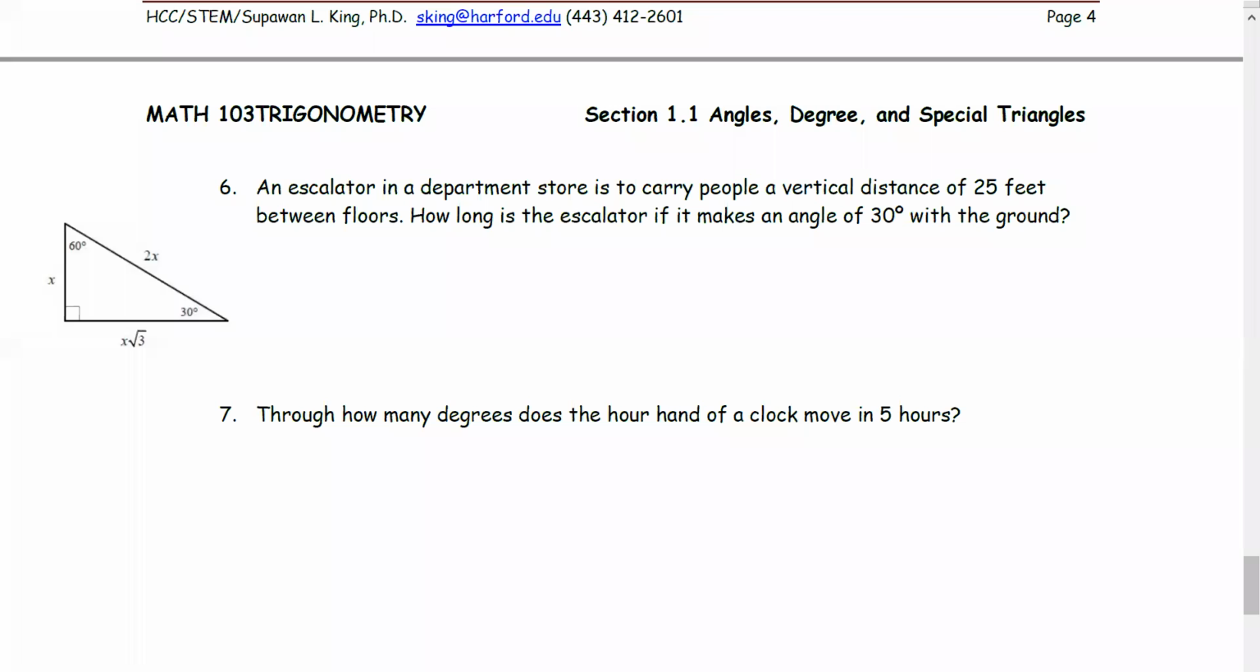An escalator in a department store is to carry people a vertical distance of 25 feet between floors. How long is the escalator if it makes an angle of 30 degrees with the ground?